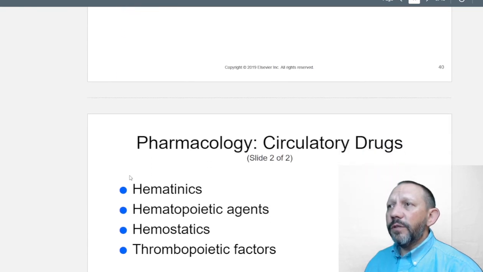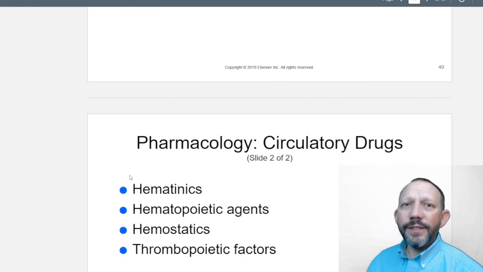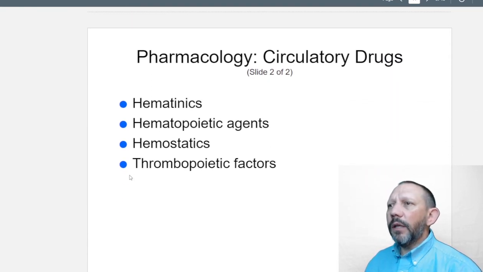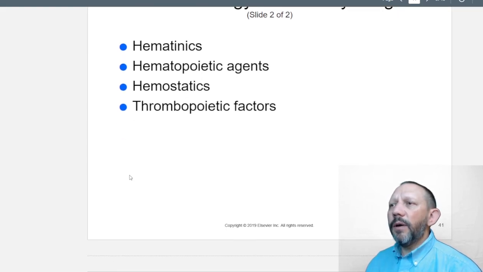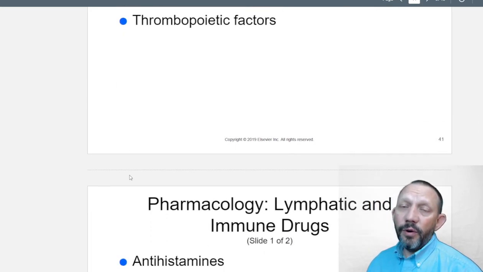Blood flow modifiers, colony stimulating factors, erythropoietic agents. Erythropoietic agents are those that help you build more blood cells. Pharmacology and circulatory: hemolytics, hematopoietic, hemostatics, ones that stop your blood. Thrombopoietic, so that helps your thrombocytes.